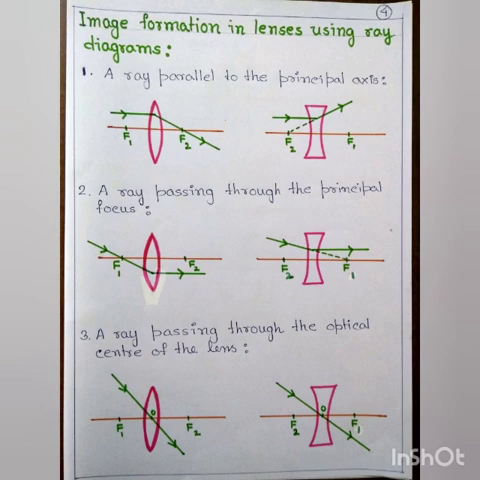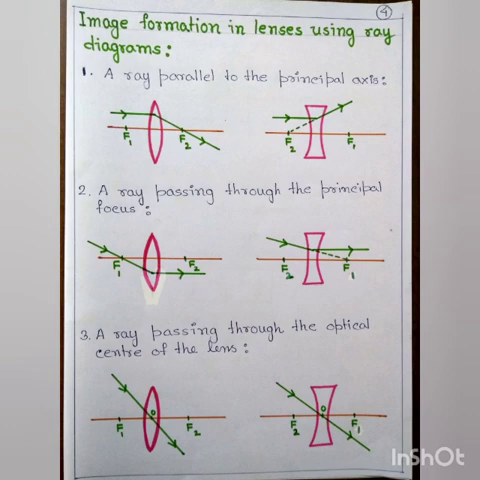Clear? Now for the second situation, if a ray is passing through the principal focus, what will happen after refraction? Means the ray is passing through the first principal focus or appearing to pass through the first principal focus. Then after refraction, it will become parallel to the principal axis. Means here the emergent ray will become parallel to the principal axis. Clear?